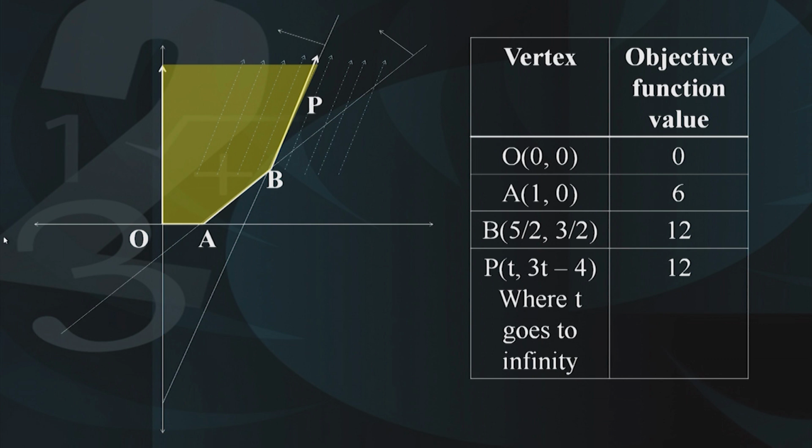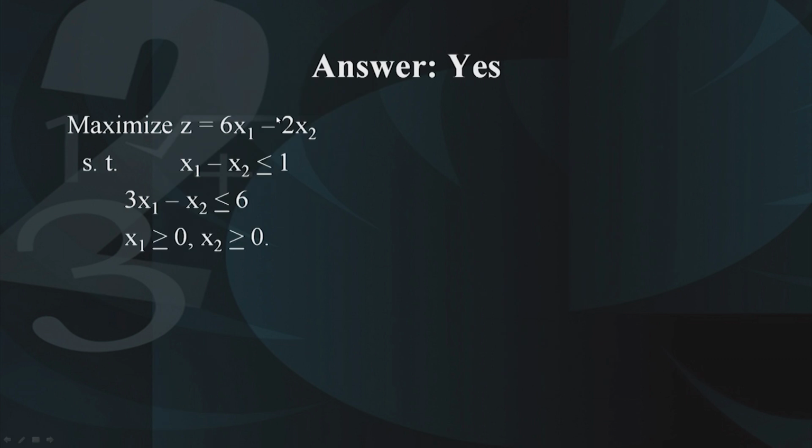Why does it have multiple solutions? It has multiple solutions because the slope of the objective function is the same as the slope of the constraint. This you could have seen by looking at the problem itself. See, 6x1 minus 2x2, the slope of this objective function is the same as the slope of 3x1 minus x2 less than or equal to 6, and this is an indication that the problem has multiple solutions, but it also has a feasible domain which is unbounded.